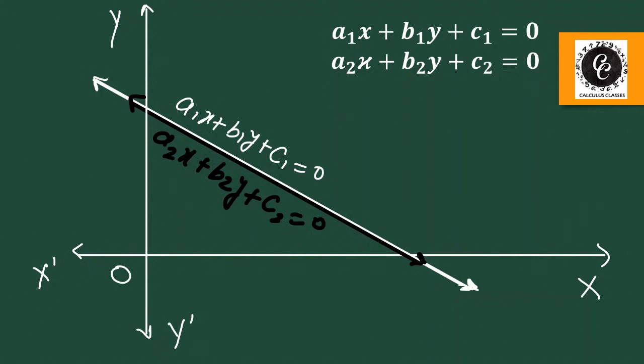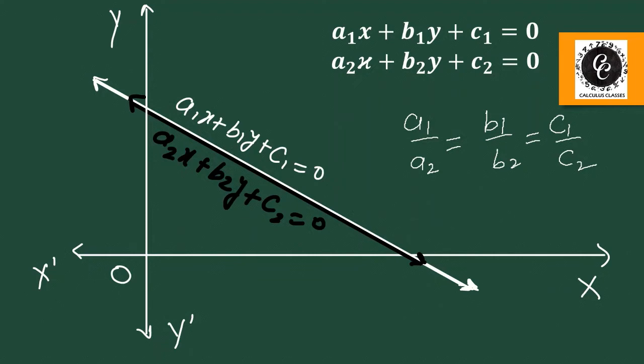So in this case you will find infinitely many solutions, and algebraically this condition is denoted as A1 upon A2 is equal to B1 upon B2 and equal to C1 upon C2. Okay, I hope you understood both the cases with the help of the graphical method as well as the algebraic method. The algebraic method we'll discuss once again later. Here we are emphasizing only the graphical method.